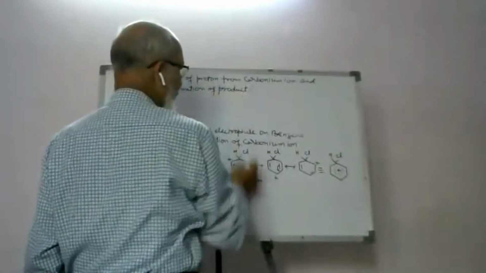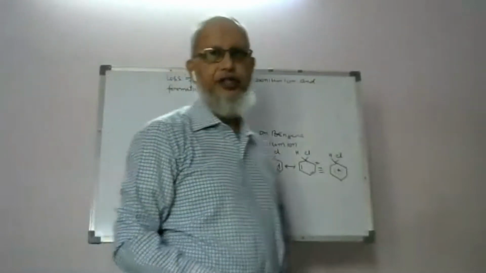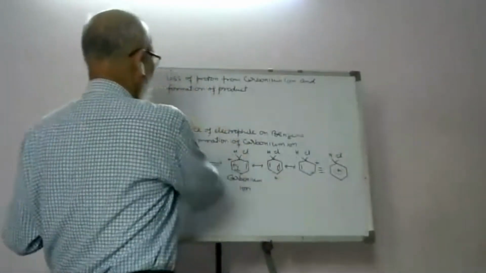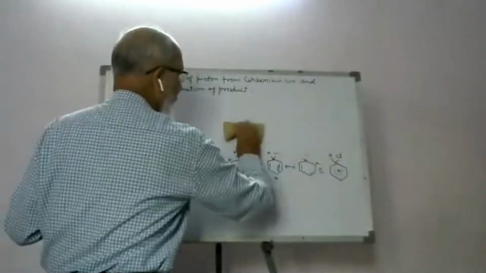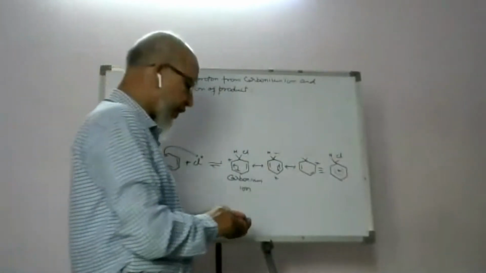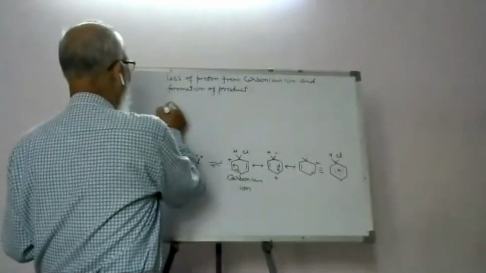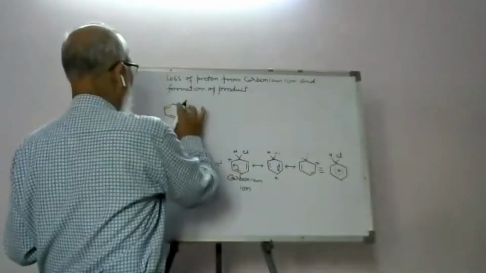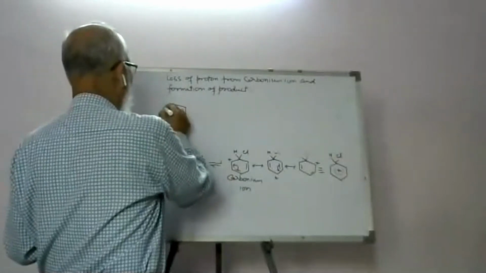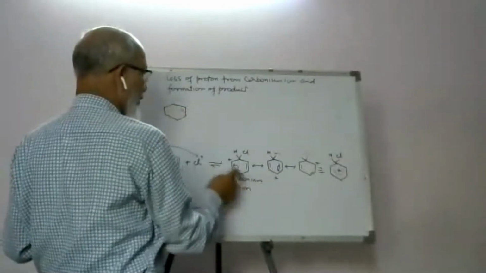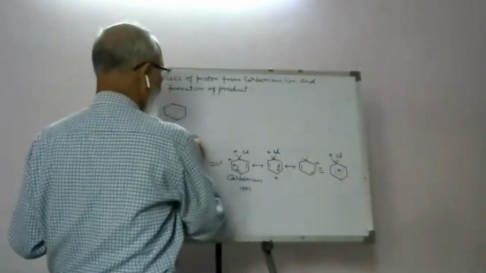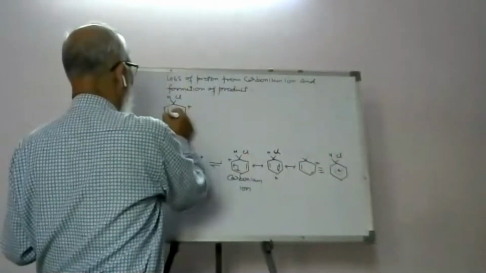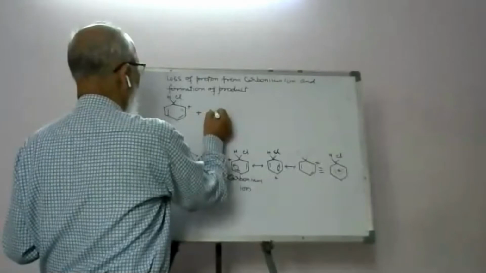This takes place in the presence of AlCl4 minus ion, which is formed in the first step during the formation of electrophile. So the reaction will be as follows. This is your carbonium ion. Any one of these structures will be taken. Suppose I have taken this structure. This is your AlCl4 minus.